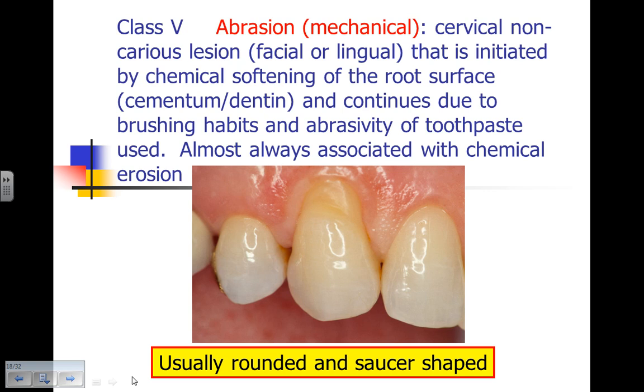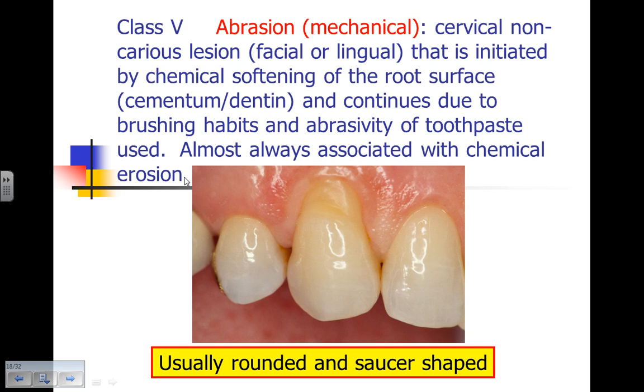The class 5 mechanical abrasion lesion is once again a cervical non-carious lesion, facial lingual, although typically facial, that's initiated by a combination of chemical softening of the root surface, that dentin and cementum surface, when the patient has gingival recession, and that this continues to see a loss of tooth structure due to brushing habits and the type of toothpaste that's being used. Abrasion is always associated with chemical erosion, with dental erosion. Its clinical appearance, as you can see here, is generally rounded and saucer-shaped.